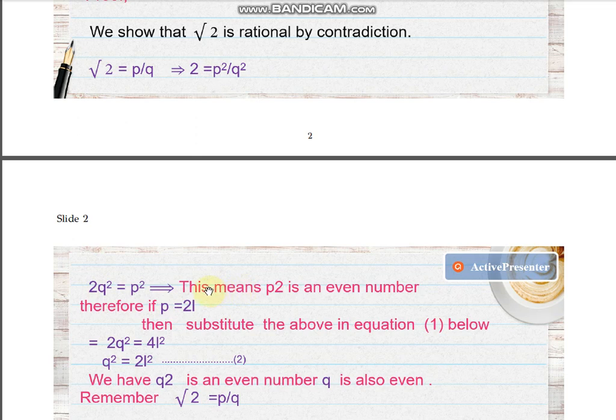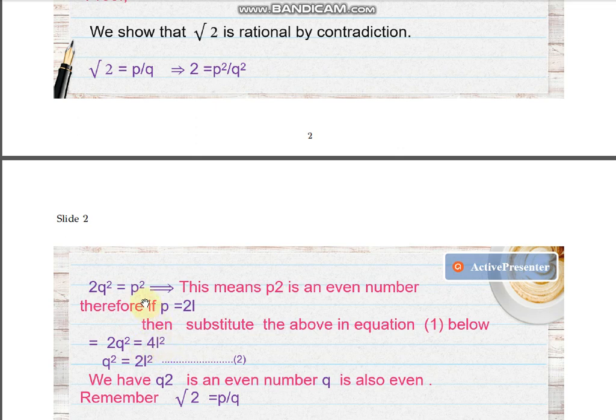So if P squared is an even number, it means P can also be represented as 2L. Let us give P as 2L. Now we are trying to eliminate the Q squared here. If we term P as 2L, then when we substitute into the above equation, equation 1, we shall have 2Q squared equals 4L squared.